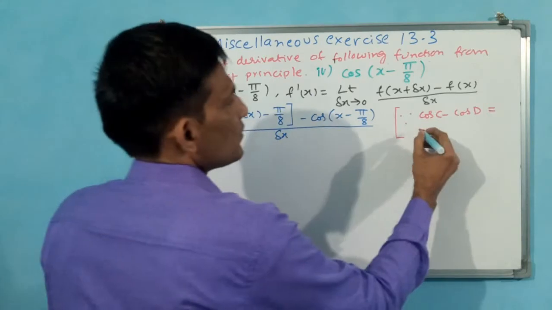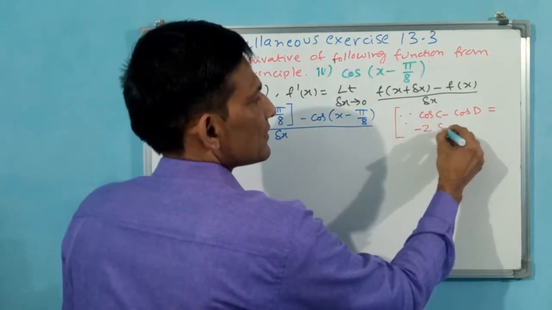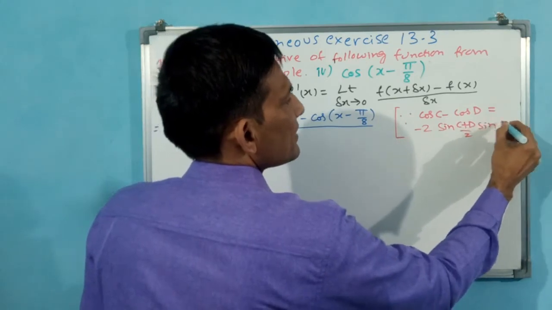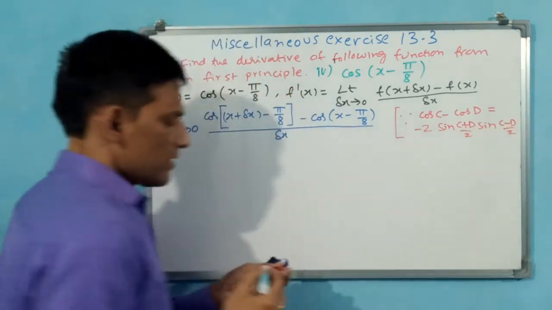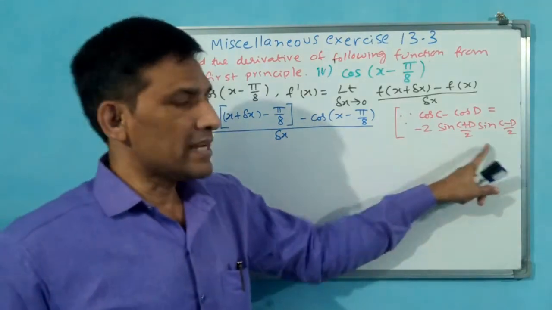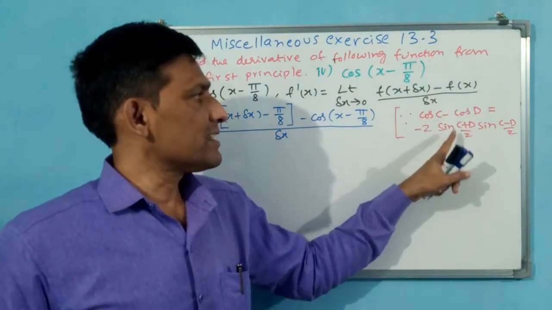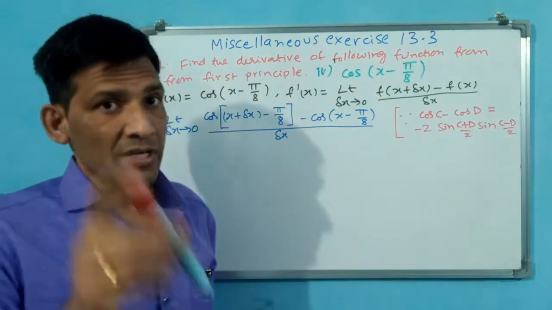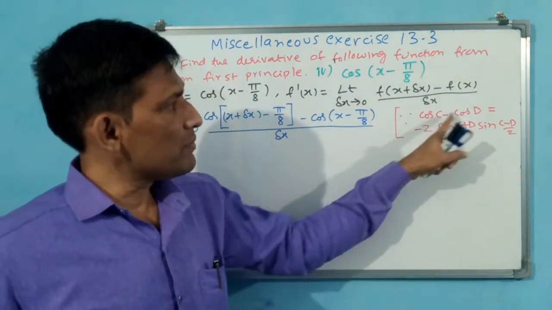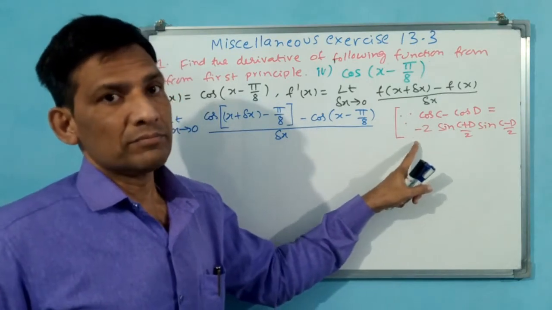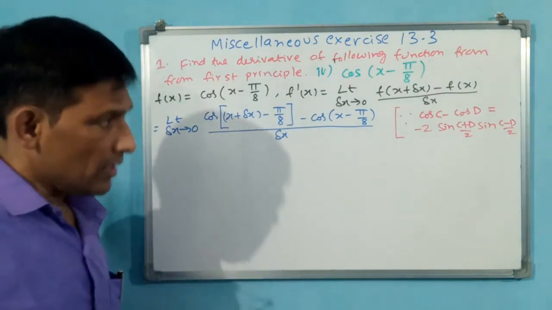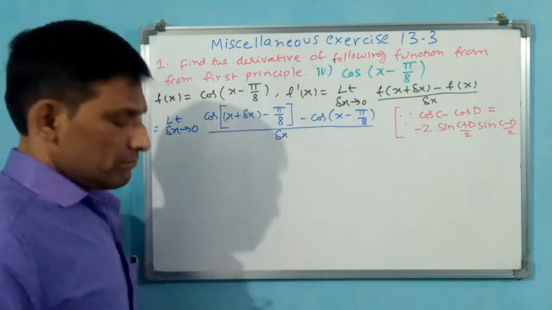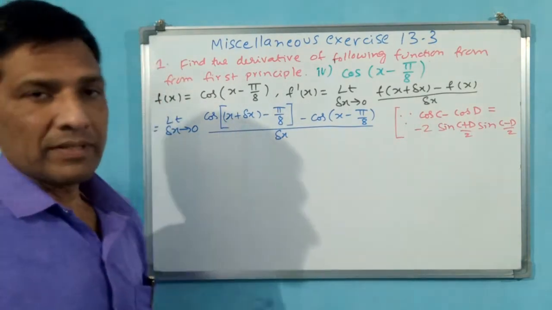That means minus 2 sin (c plus d)/2 sin (c minus d)/2. Okay. In cos only either both sin or both cos will come. When plus is there, cos will come. When minus is there, sin will come. And this minus will come. You see, among 4 only cos c minus cos d only minus will come. Okay. Let us go. Let us transfer like this.